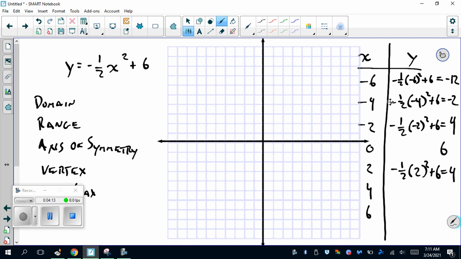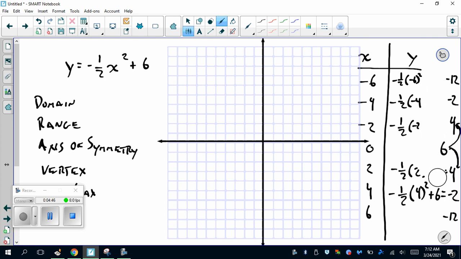Guess what? We found our vertex, right? Look, I went 4, 6, 4. I bounced back. So if I keep plugging these numbers in, you're going to see that I get out the same thing. 4 squared is 16. -1/2 of 16 is -8. -8 plus 6 is -2. So now we've got that symmetry we were looking for, and if you plug in 6, you're going to get out -12. I'll erase all this just to leave the numbers here so you can see that we've got that symmetry we were looking for.